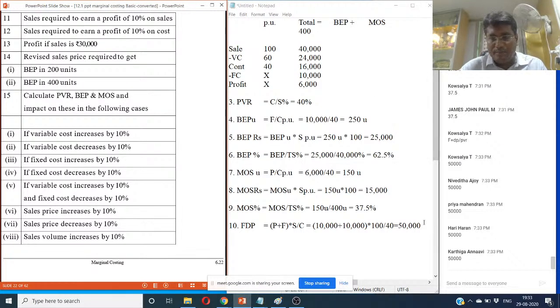11th question: sales required to earn a profit of 10% on sales. Now I am leaving the time to you to think and get the answer. 11 and 12 are both very creative questions. 14th also is a creative question. I have not seen 11th and 12th type questions in most of the books.